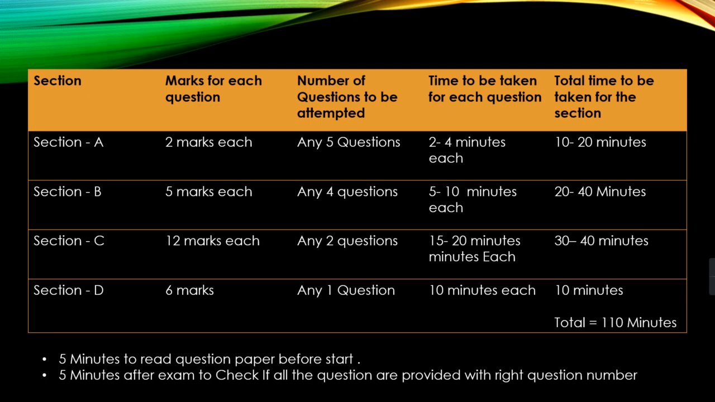And section D, there is one 6-mark question. In that section, that is the skill development question, they may ask anything from the syllabus they have specified under this skill development section. Two questions will be there, but you have to attempt only one question. You can take around 10 minutes, draw something, put some drawings, write something about that. And the total maximum time you can take is 110 minutes.